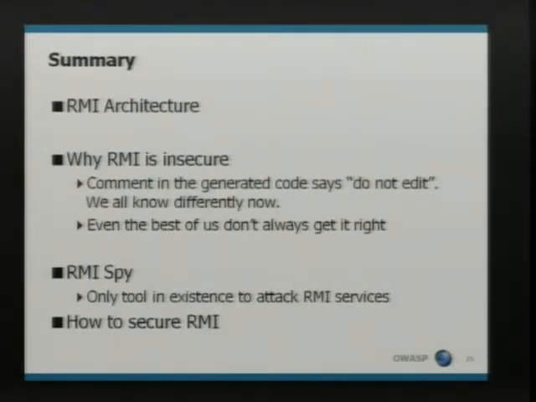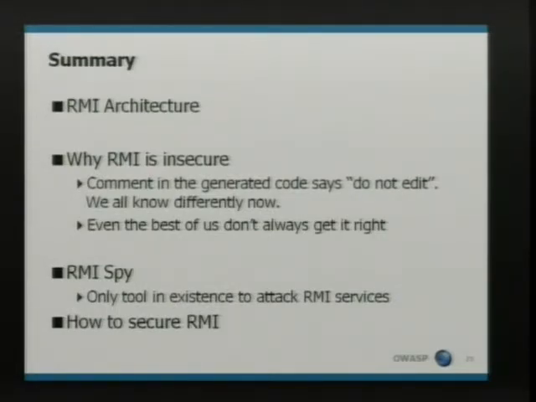So, as promised, we looked at the RMI architecture. We saw what makes an RMI service. We saw what makes RMI tick. We looked at where the fundamental flaws lie within Sun's RMI implementation. We looked at why RMI is insecure. If you actually read some of the code generated by the RMIC tool when you're creating your stub and your skeleton, you're going to see there's a comment in there by Sun saying do not edit. But I kind of beg to differ, and I'm sure you guys do now. You need to edit it to make your RMI service secure, secure your lower layers.